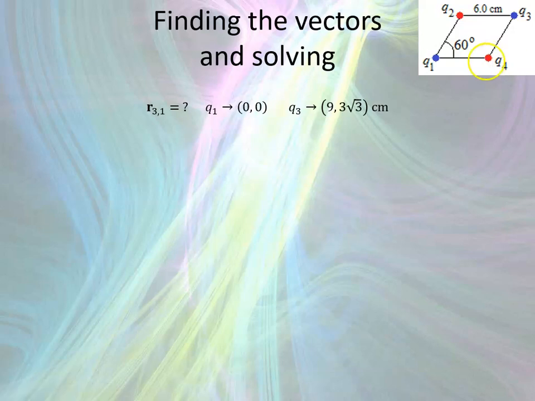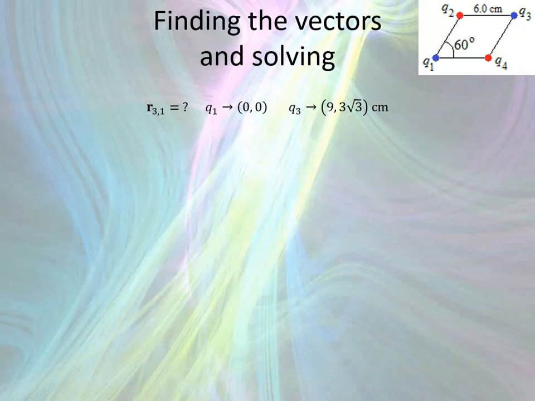So apparently the x component of my vector going from charge 1 to charge 3, that is r_3,1 vector, is just 9 centimeters. That's the x component. What about the y component? Well, again, this is kind of the base of that 30-60-90 right triangle. We know that the hypotenuse here is 6 centimeters, so the base is 3 centimeters, and that also means that the height would end up being 3 times the square root of 3 centimeters. So that's how we get that.